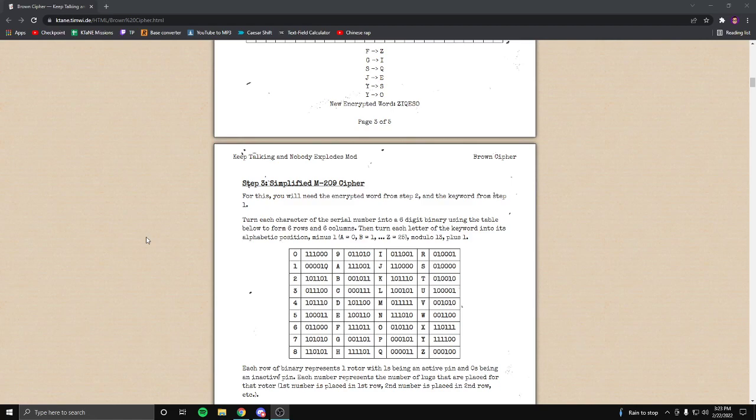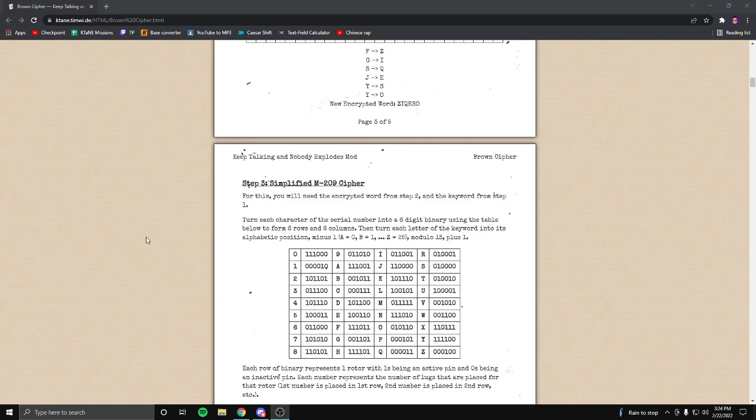Step 3. Simplified M209 cipher. For this, you will need the encrypted word from Step 2 and the keyword from Step 1. Turn each character of the serial number into a 6-digit binary using the table below to form 6 rows and 6 columns. Then, turn each letter of the keyword into its alphabetic position minus 1, A equals 0, B equals 1, Z equals 25, modulo 13, plus 1.